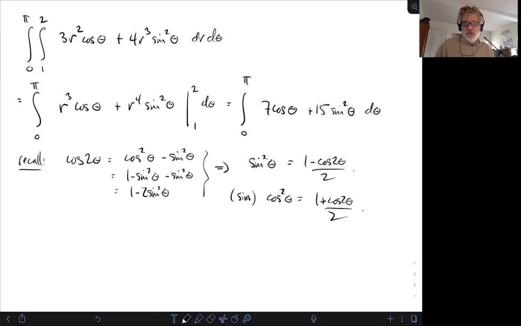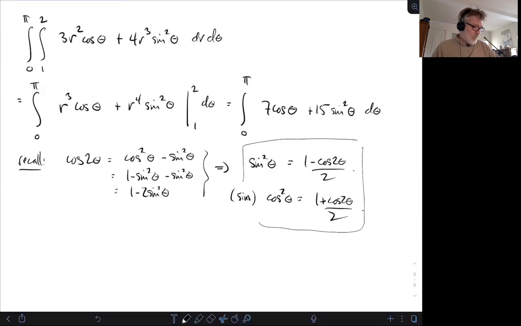Even though you're doing your test at home, I will include a sheet with some basic trig identities, just because, why not? So these are the two identities that are useful when you're integrating even powers of cos and sine. That's the way you do it.